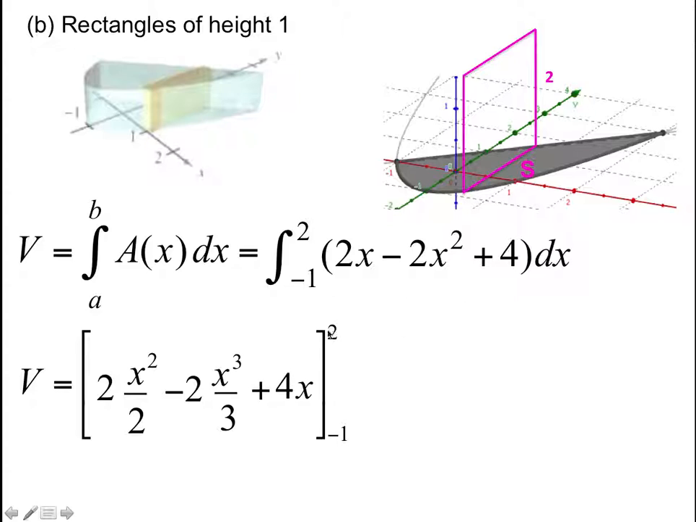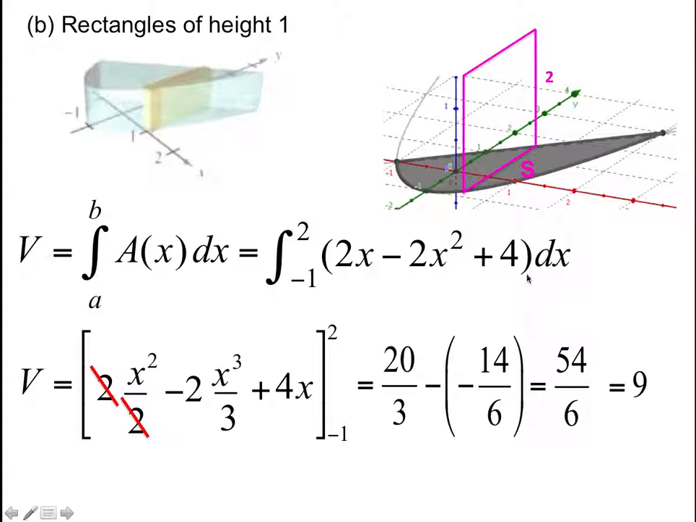And as we plug in 2 into this expression, with a little simplifying, we get 4 minus 16/3 plus 8, and that all adds up to 20/3. And then as we put -1 in here, we get negative 14/6. So this is 40 over 6. So 40 plus 14 is 54 over 6, which is 9. So the volume of this solid created by stacking rectangles of height 2 onto this region is 9.